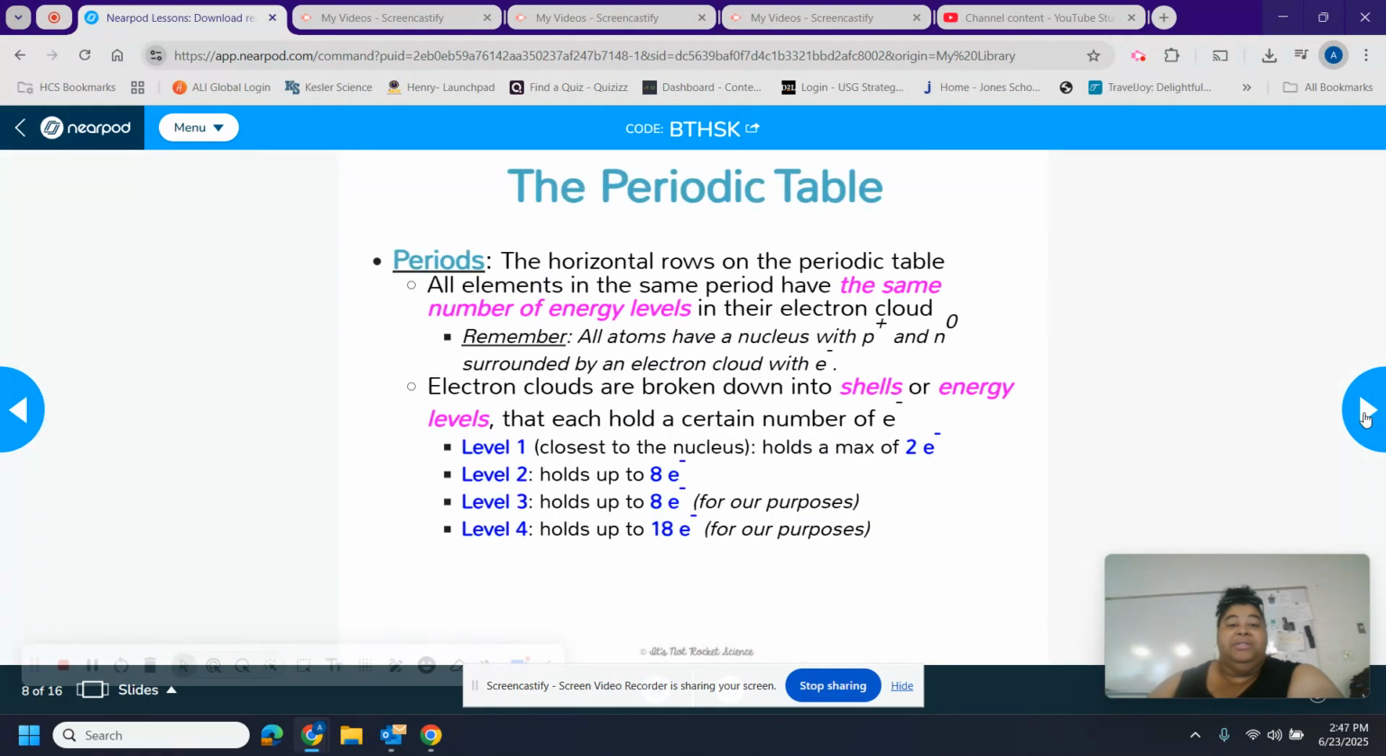Now we have periods. The horizontal rows on the periodic table, all elements in the same period have the same number of energy levels. Electron clouds are broken down into shells or energy levels.